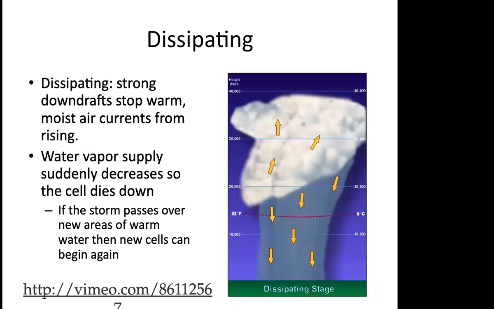Dissipating is strong downdrafts stop warm, moist air currents from rising. So water vapor supply suddenly decreases, so the cell dies down. If the storm passes over new areas of warm water, the new cells can begin again. So strong downdrafts stop the warm, moist air currents from actually rising, because we said yesterday that warm air does what? And cold air sinks. Okay.